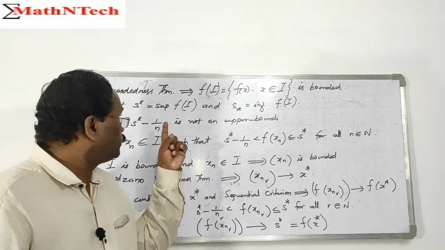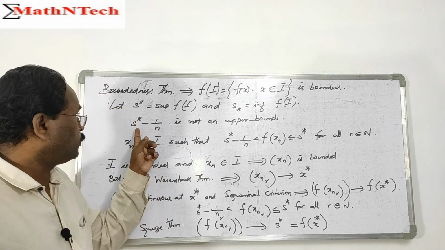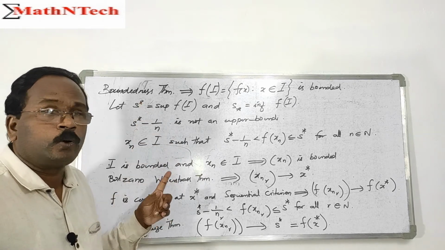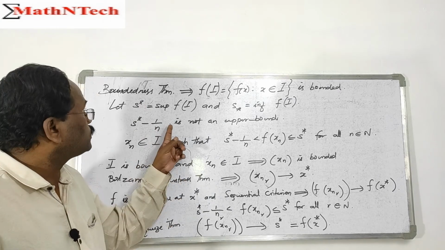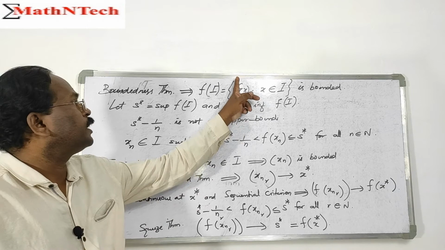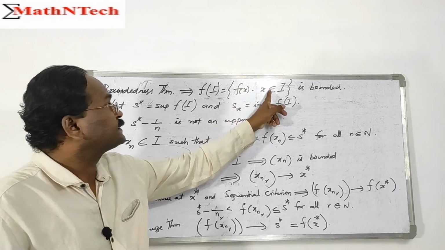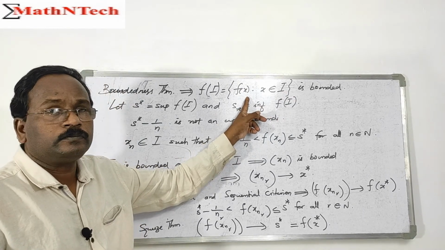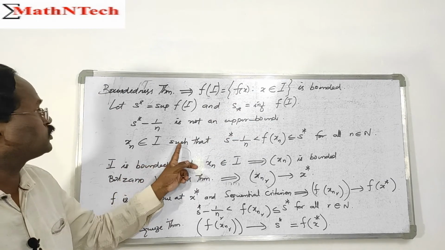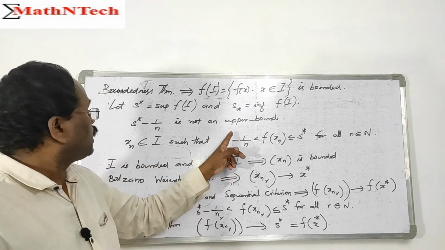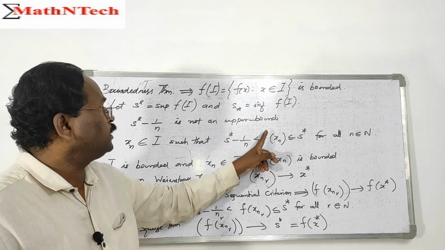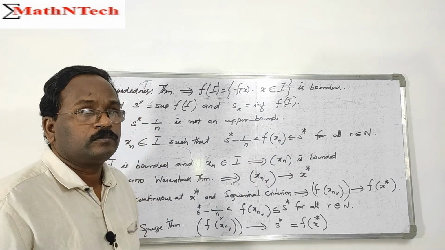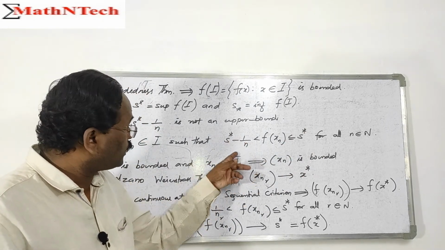Now the supremum value is s star. The number s star minus 1 by n is less than s star, so it is not an upper bound. We can find an element in this set, say f of xn with xn element I, such that s star minus 1 by n less than f of xn less than or equal to s star for all n element N.